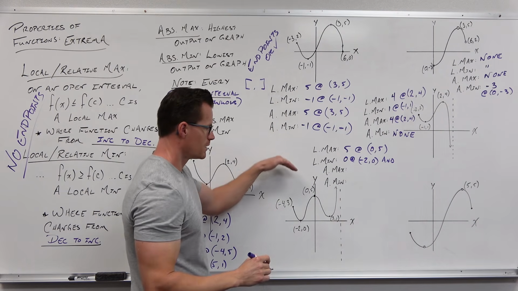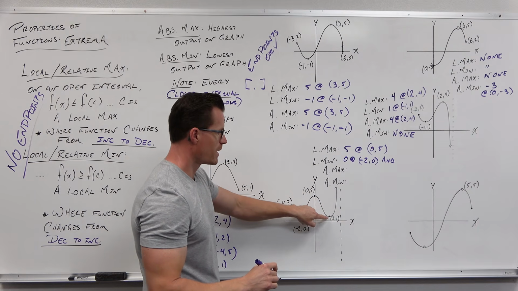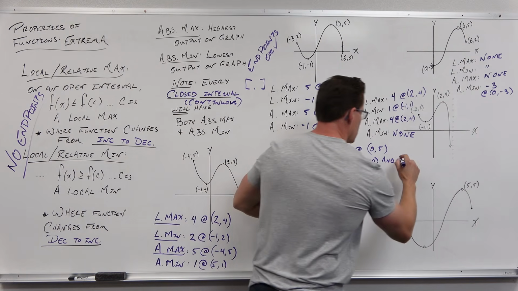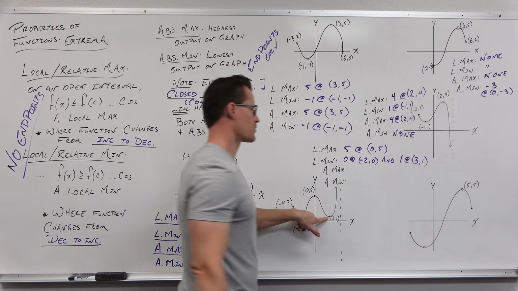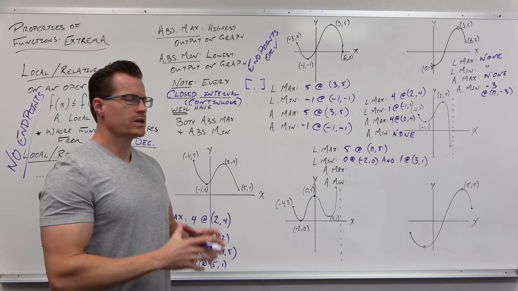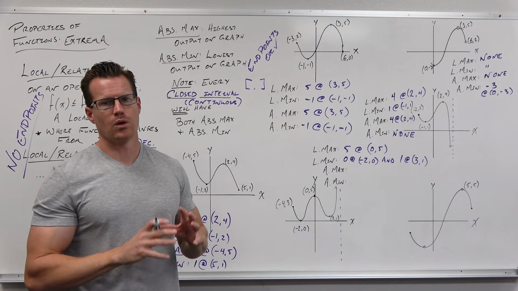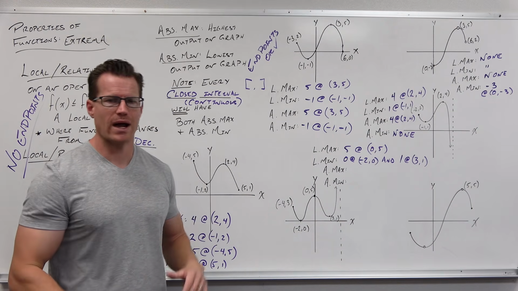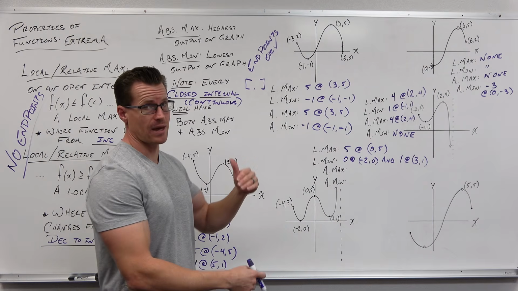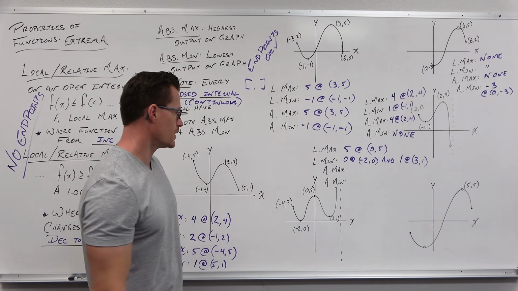We have another one, decreasing, increasing, local minimum. We have a height of 1 at the point 3, 1. So we certainly can have multiple local maxes because they're neighborhood oriented. They're just a little open interval around a certain point where that point is the highest point in that neighborhood.